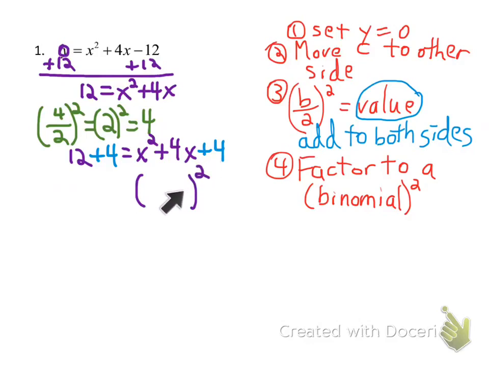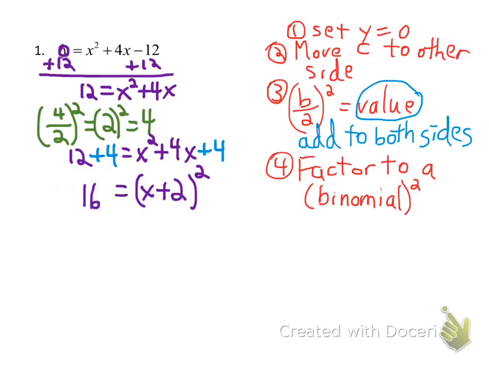Or another way that we can think about it is whatever b divided by 2 is, which is this value right here, that will go into our binomial squared as well. So since that's a positive 2, we're going to get, in this binomial, an x plus 2. Also, 2 times 2 is 4. That's why it works for the c value. And then 2 plus 2 also equals 4. That's why it works for the b value.